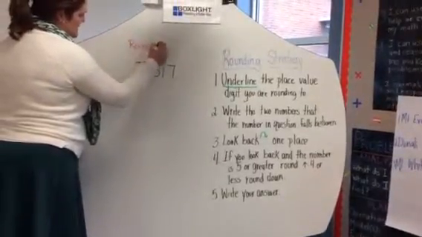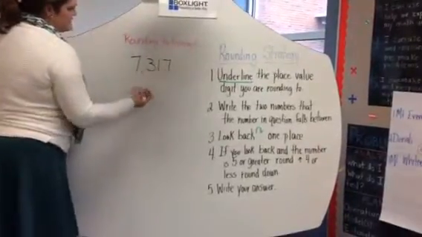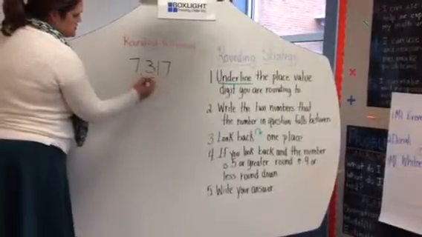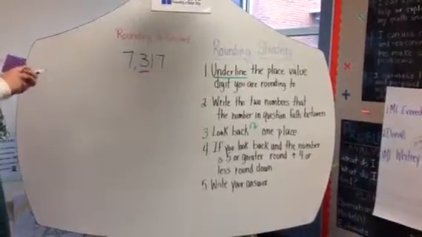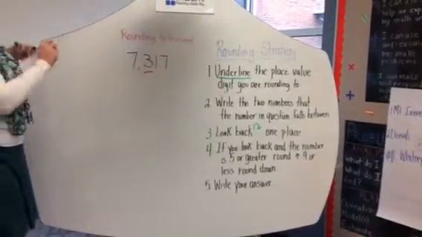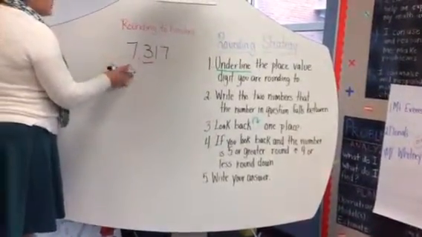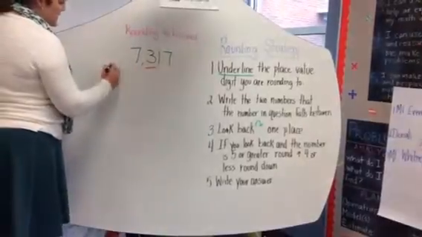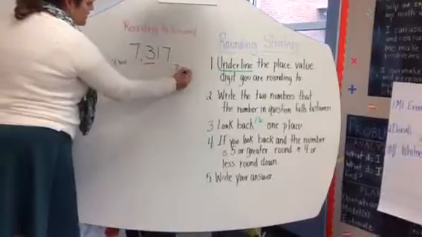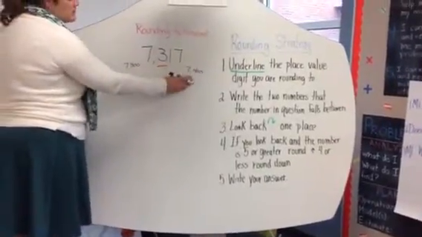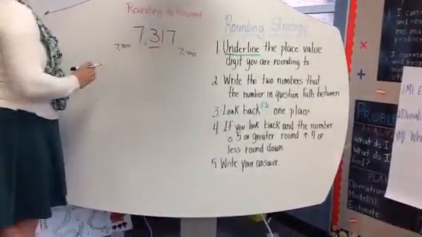Your directions will tell you that. So I am going to underline the digit that's in the hundreds place, which is a 3. Now I'm going to write the two numbers that fall on either side of this number. So if I'm rounding to the nearest hundred, if I were to draw this on a number line, this number would fall between 7,300 and 7,400. These are the only two possible answers that I can get when rounding this number to the nearest hundred.